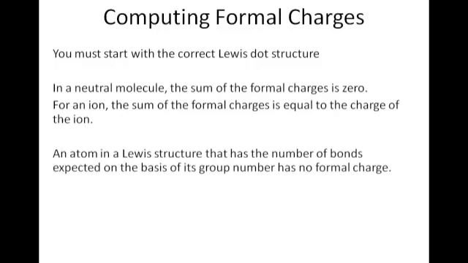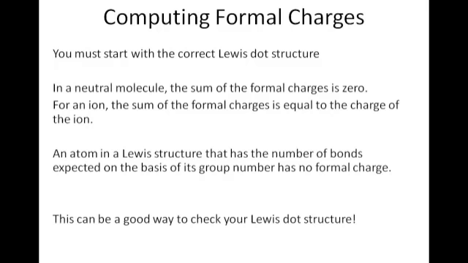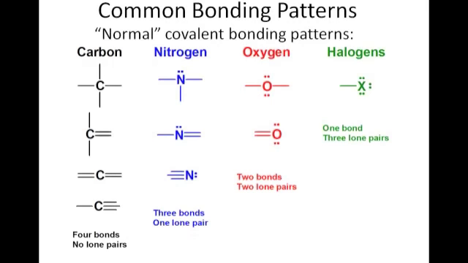Whenever you have an atom in a Lewis dot structure that has the number of bonds expected on the basis of its group number, it has no formal charge. Or in other words, if it fits one of the bonding patterns that I showed you in the previous video on bonding patterns, then you would have no formal charge on that particular atom. Again, we'll look at a few examples in this video. Checking on these points that I've described above is a good way to check and see if your Lewis dot structure is correct.